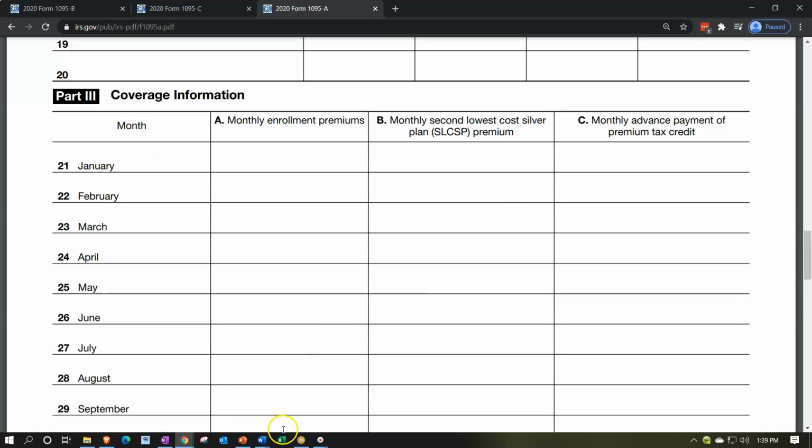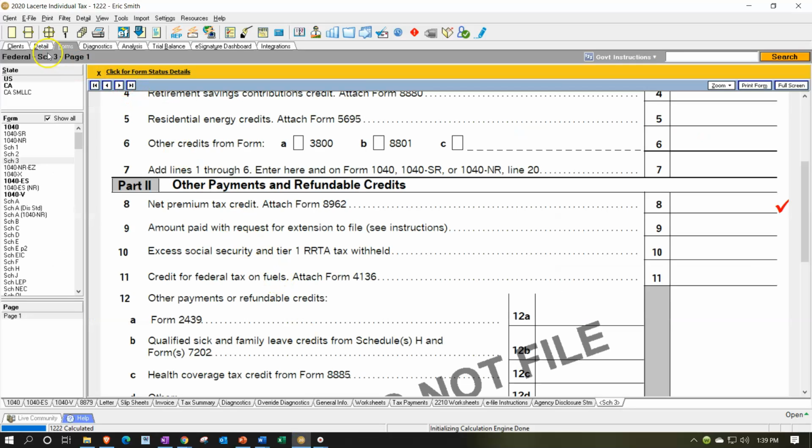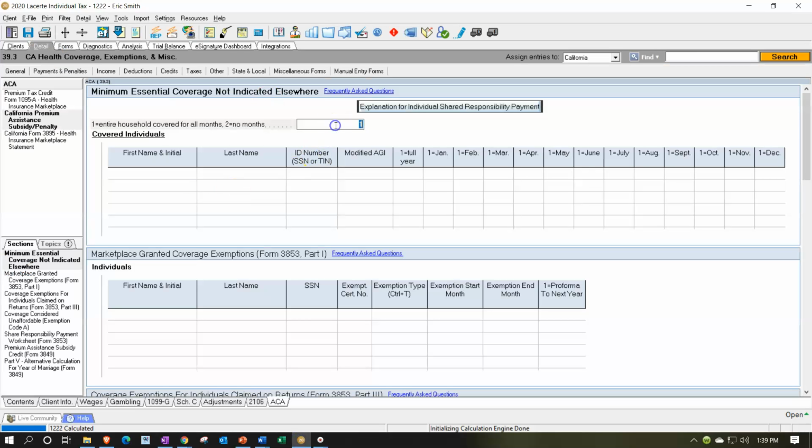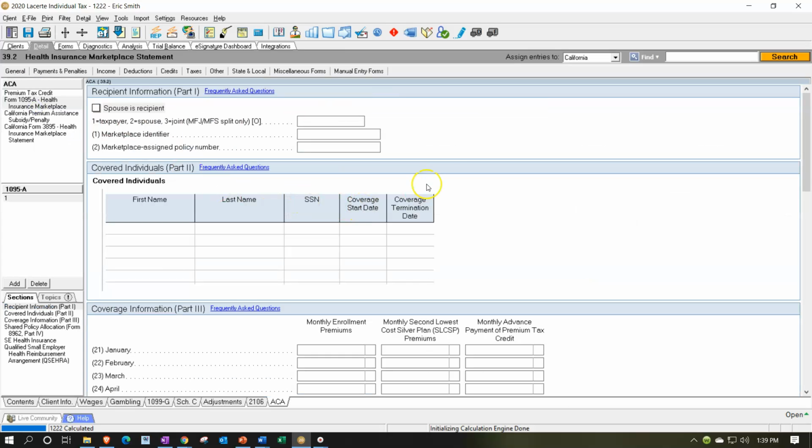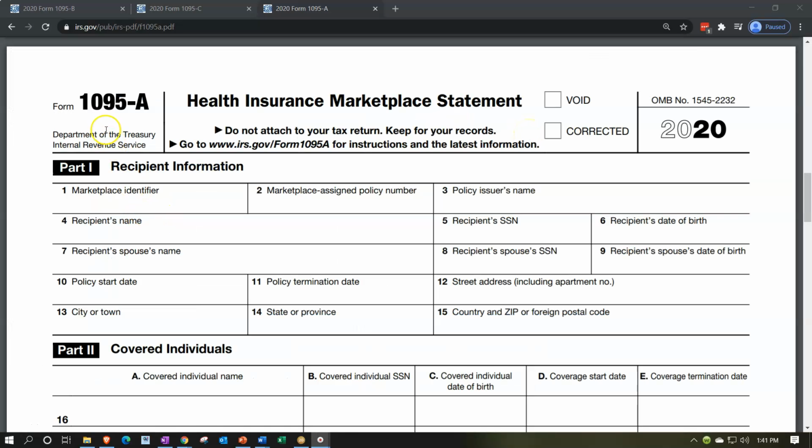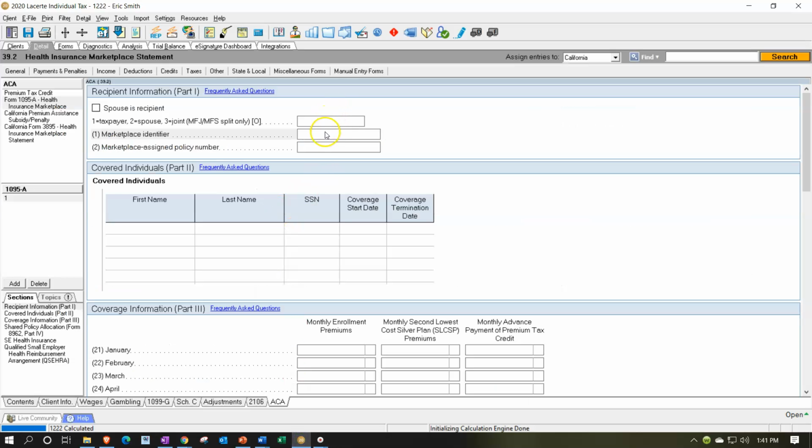I'm going to say, okay, let's go to our data input, and we're going to say, all right, now we're not covered for the whole year. We're going to the 1095. We're diving in. We got our coffee going. 1095. So first it asks for the marketplace identifier. That's on the form 1095A, and the marketplace assigned policy number. So that should be on the form 1095A. So that would be here and here.